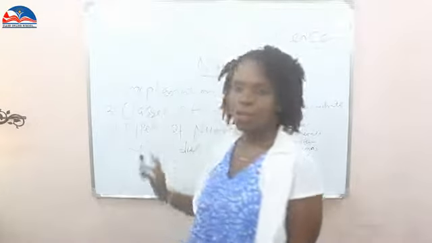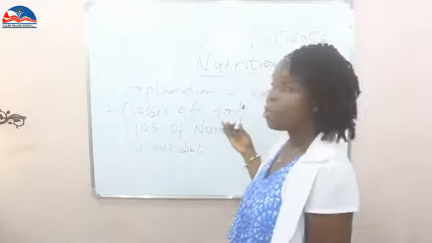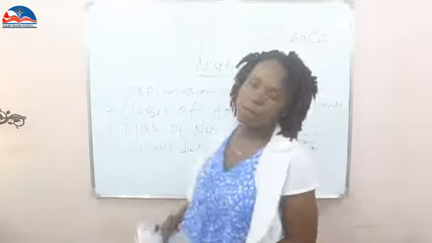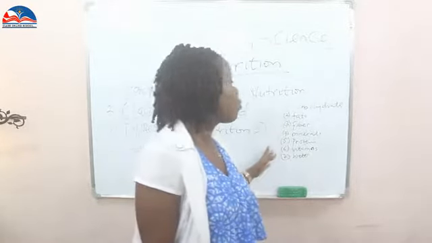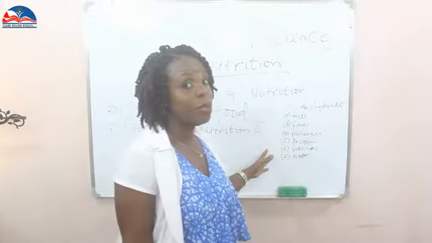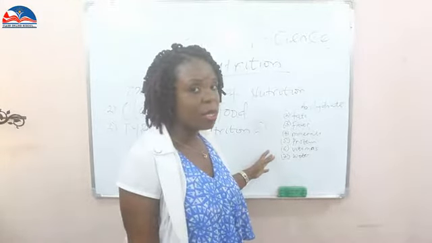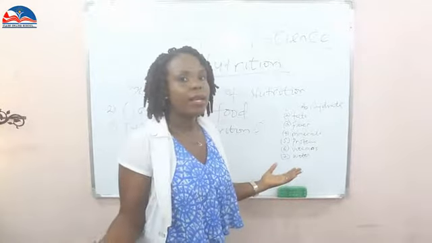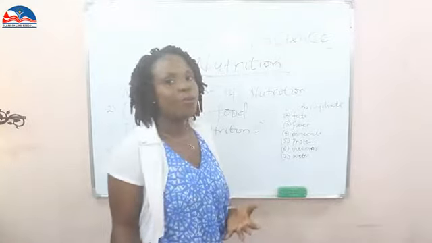Having known what nutrition is, we're going to the next one, which is the classes of food. We have 7 classes of food. Before this time, we have less than 7. We have 5 or 6. But now we have 7. What are these classes of food?